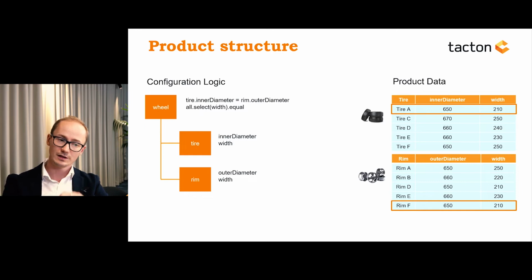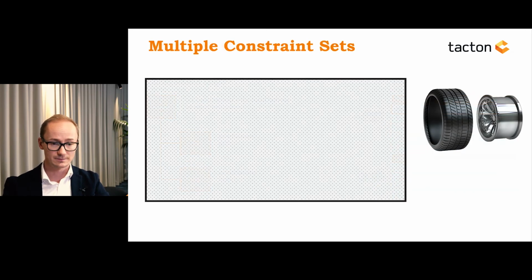Because the rules and the logic, compared to the data, tend to change very rarely. That's just when you change the product architecture and do a re-engineering. But the product data, what's available this week, it can depend on what components we source this month. That tends to change very often, in comparison at least.